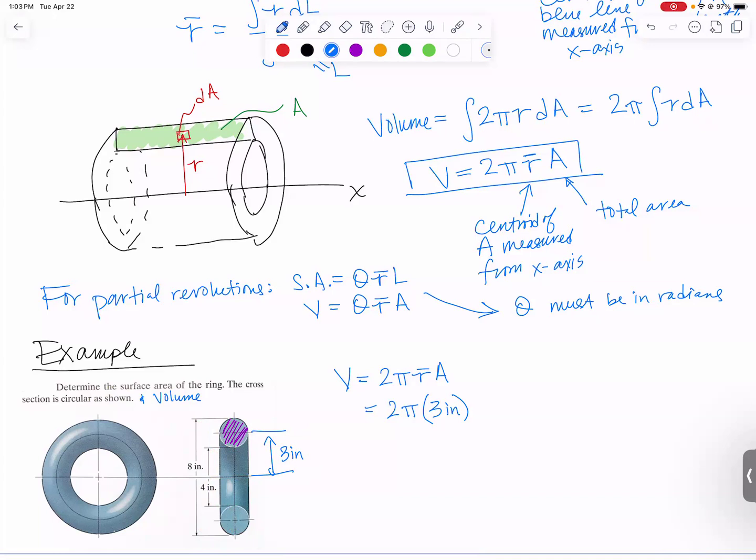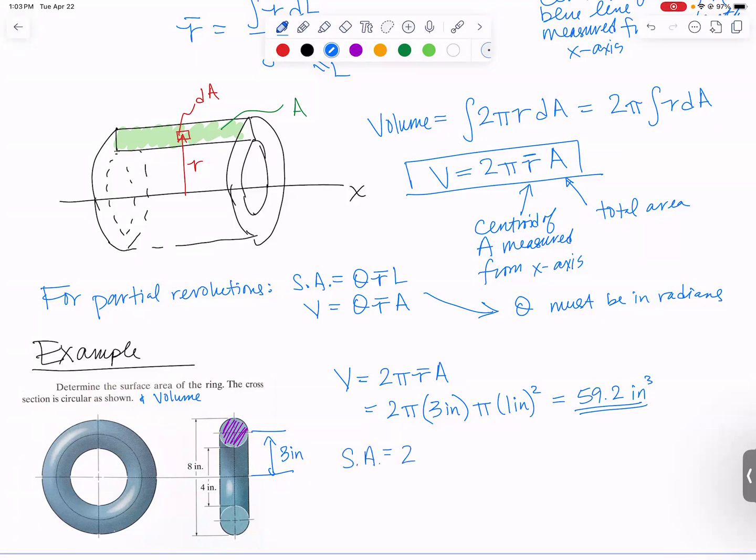Then the area of a circle is pi times the radius squared. Pi times 1 inch, that gets squared. We multiply it all out and we get 59.2 inches cubed. And we found the volume of revolution without integrating, because we knew how to find the area of a circle and we knew how to find the centroid of a circle.